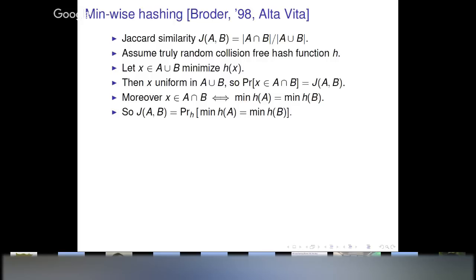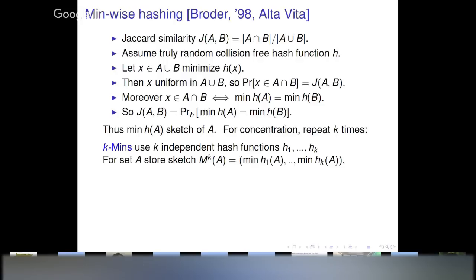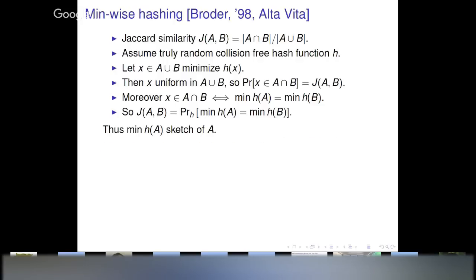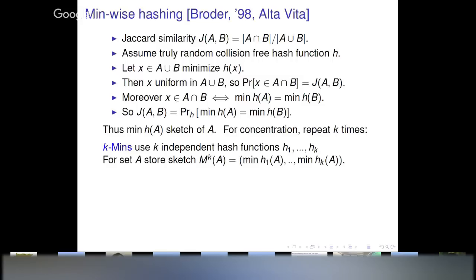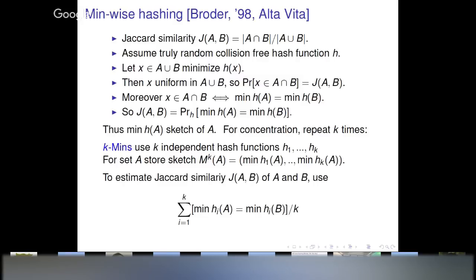So this means that the Jaccard similarity is exactly the probability that the two sets have the same smallest hash value. So that's our first sketch, just the smallest hash value. And of course, on its own, it's not worth a lot, but if we want to have concentration and stuff like that, we just repeat this experiment k times with k different hash functions, and then we can do this comparison for each of them. We just look at the number of matches we get and divide by k, where k is the number of hash functions used.